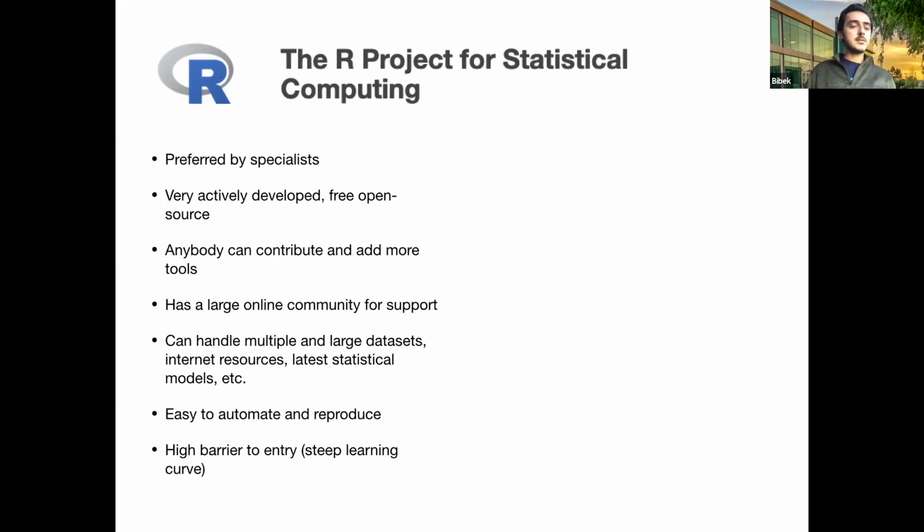And some of the advantages that we already talked about is that it can handle multiple and very large data sets. It can work with resources on the internet, meaning you can directly download a file from a web page and start working with it. And it has the latest statistical models. It is very easy to automate. You don't have to click buttons all the time. You can write code, and in the background, you can make it do things automatically. For example, every day you want to get the temperature and then do some predictions. You can write code like that for R, which, for tools like Excel, you would not be able to do.